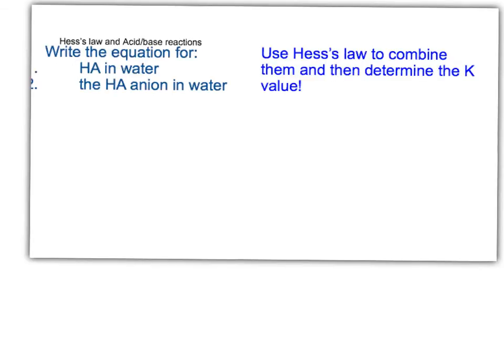All right, welcome back. Let's now take a look at Hess's law of acid and base reactions. So here we're going to write the equation for HA in water. HA is any old acid, a hydrogen ion attached to the anion. So you need to write the equation for that in water. And then take the anion from that reaction, use that as a base, and write the reaction for that base in water.